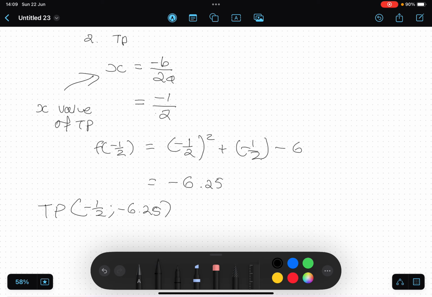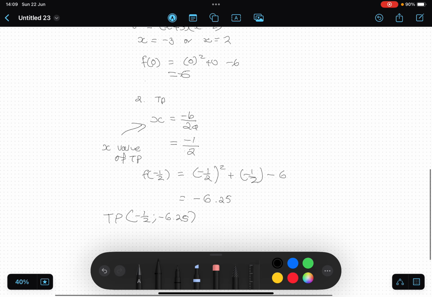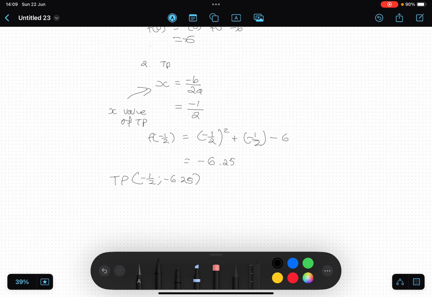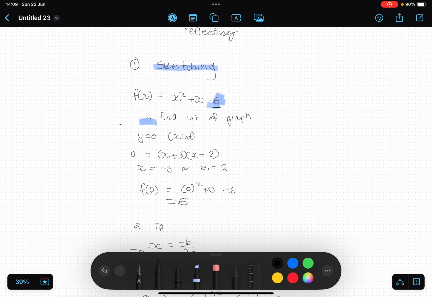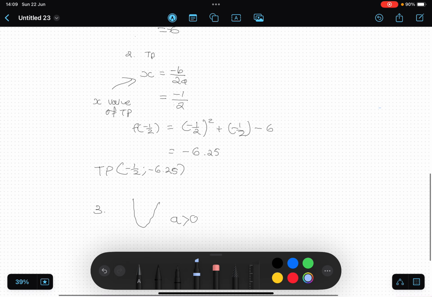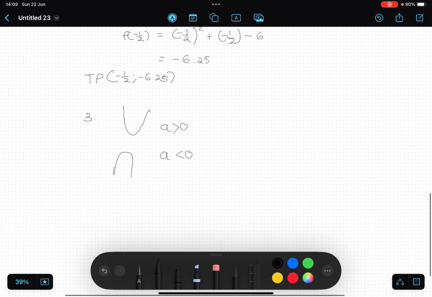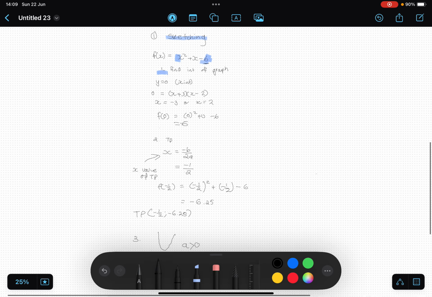Now you sketch. Now the third step, before you sketch this, you actually do want to determine whether it's going to be a sad face or a happy face. To do that, we know whenever we have a smiley face, the value of a is greater than 0. The a, remember, is the number in front of the x squared. Is it positive or negative? In this case, it's positive, so it will be a smiley face. If a was negative, it would be a sad face. So that is your step-by-step method there.